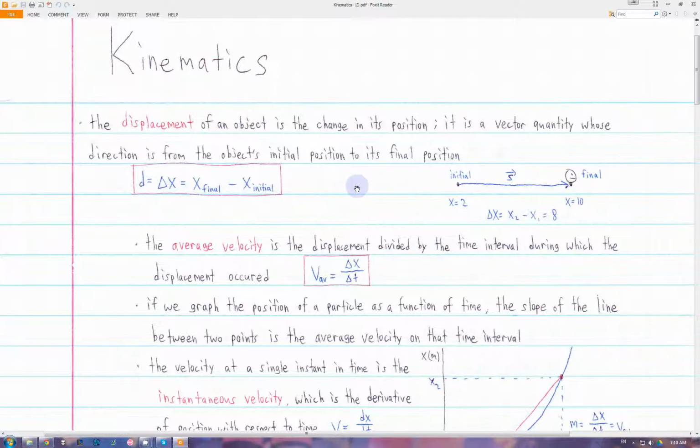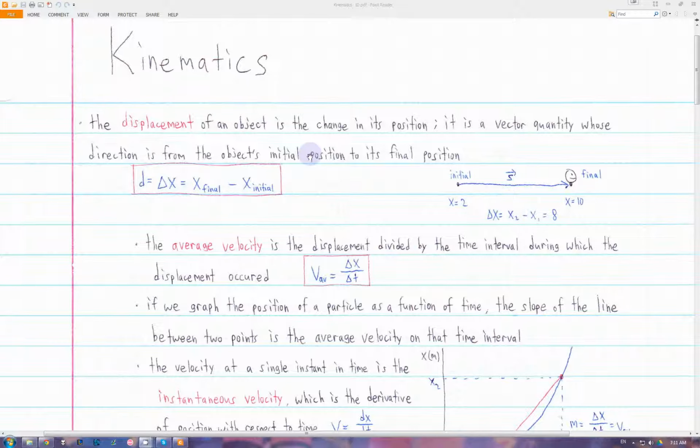So kinematics is concerned with describing the motion of an object, but not how the motion actually started. So in this video, we're going to define a bunch of new quantities that we can use to describe the motion of an object. And we're going to start with one-dimensional motion, meaning that the motion is going to be along a straight line, either the x-axis or the y-axis if we're looking at a graph.